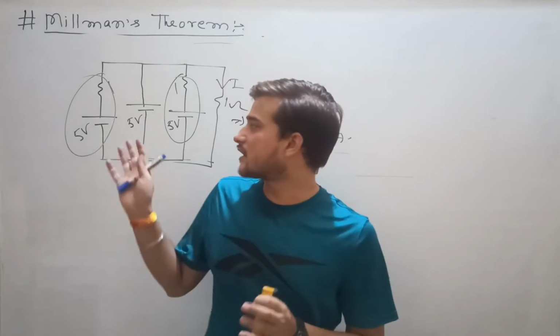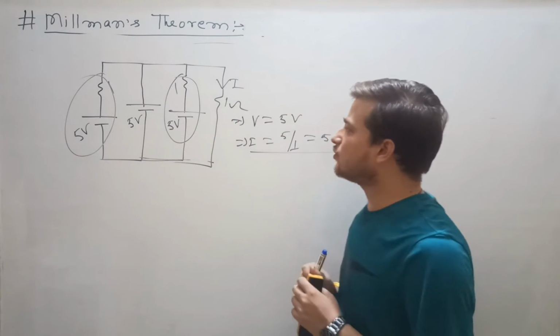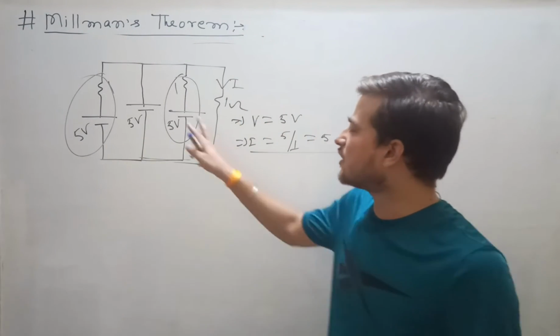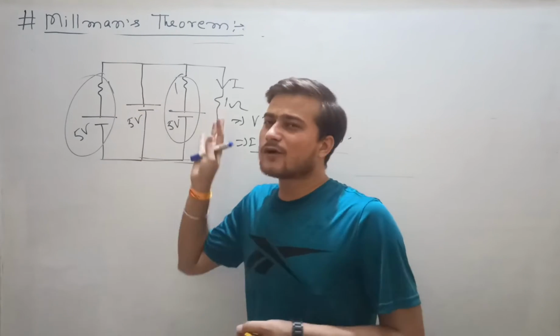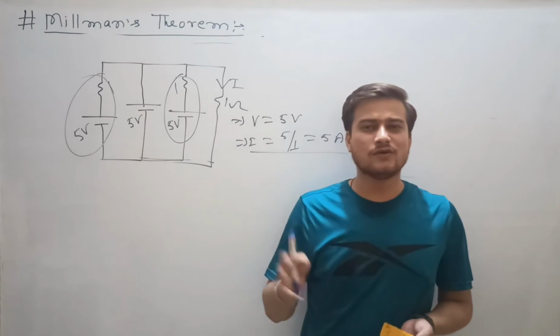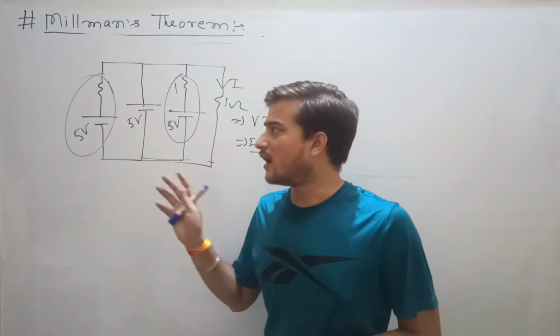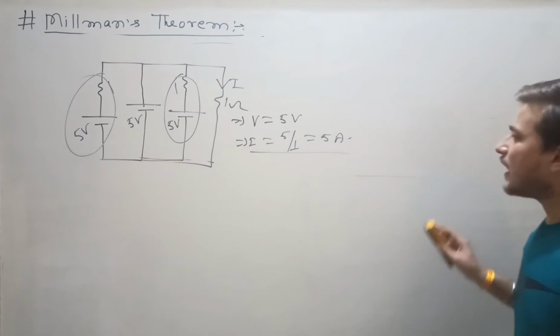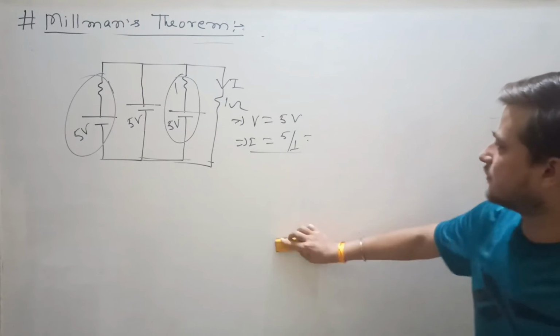So if such a complex circuit is given to you and you see that there is an ideal voltage source connected in the circuit, then you can directly write the answer. Clear? You can directly write the answer.